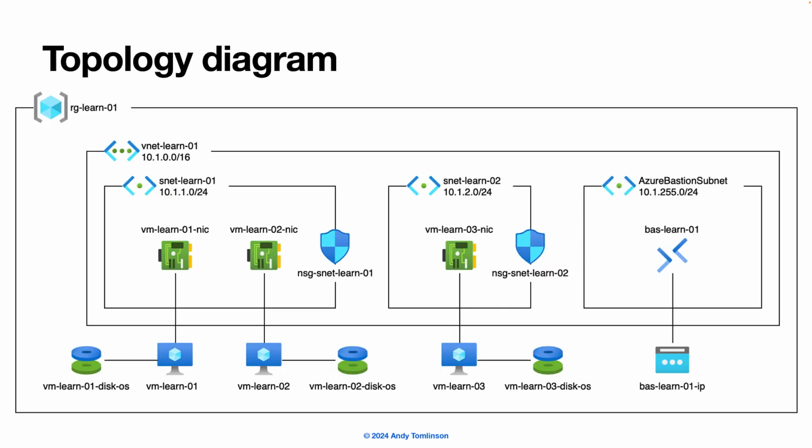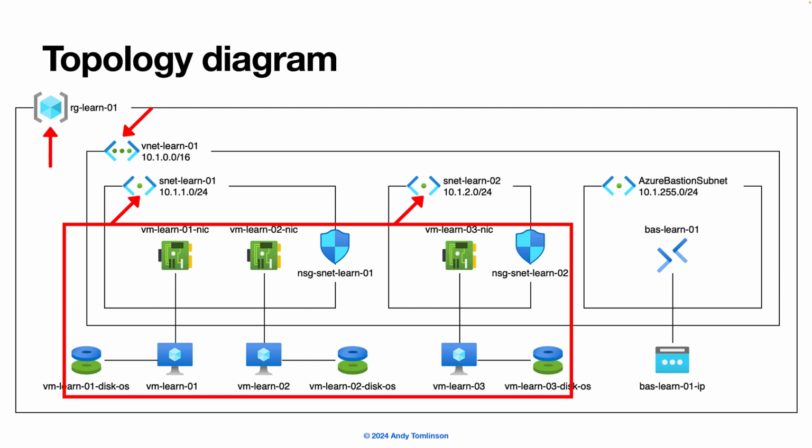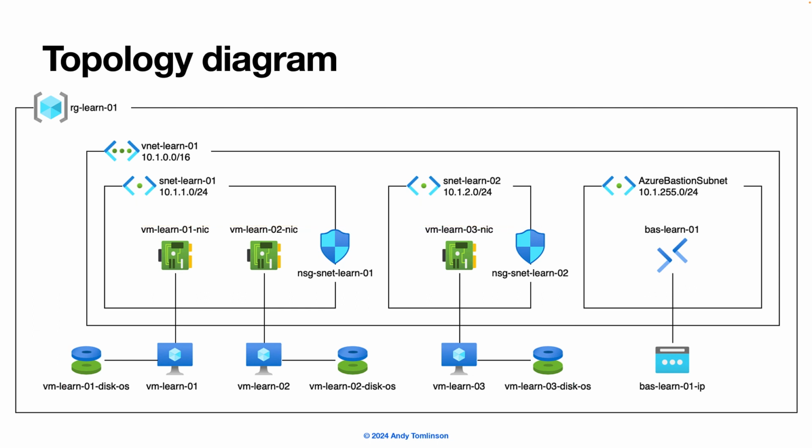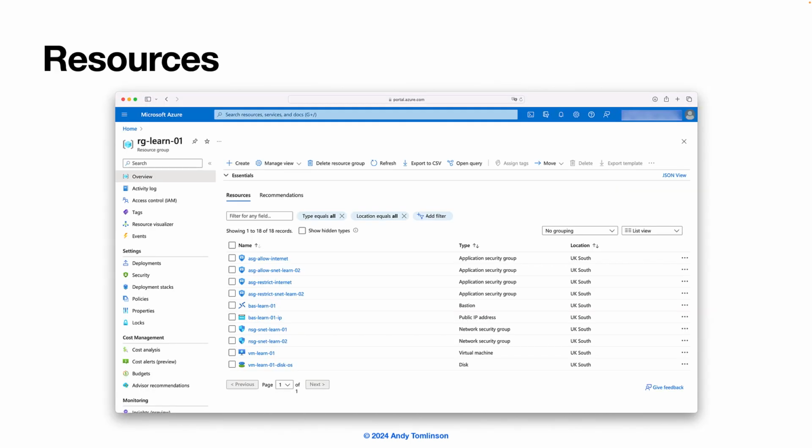Let's review the topology diagram for this lesson. First, let's recap on the resources that we're reusing from the previous lessons. These include the resource group, the virtual network, and both of its subnets, and all three virtual machines and their associated resources. Inside the virtual network, we now also have a third subnet, a bastion, and its associated public IP address. And now let's see what this looks like in the Azure portal once everything's been deployed.